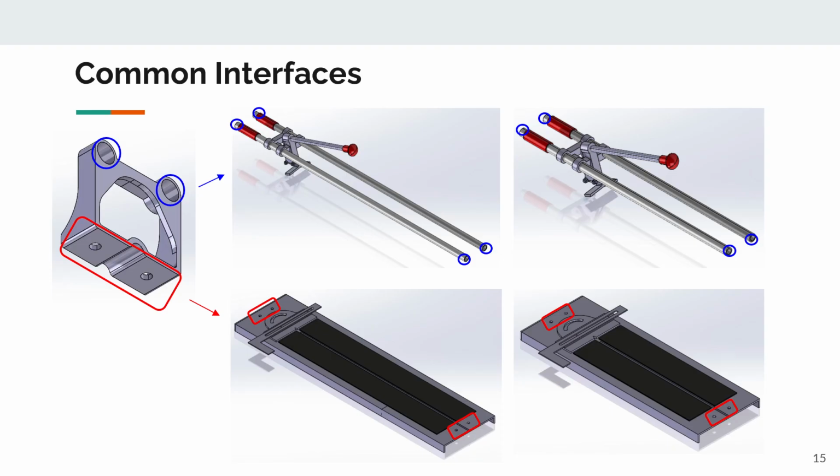The common interfaces between the designs are found in the front and rear brackets. The rails seat into the holes identified in blue. The base of the brackets is secured to the base assembly using bolts.